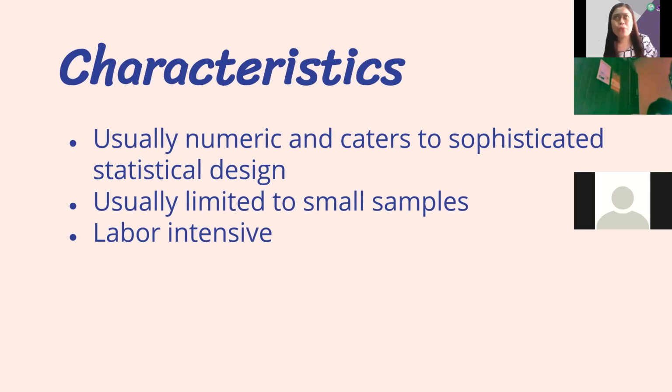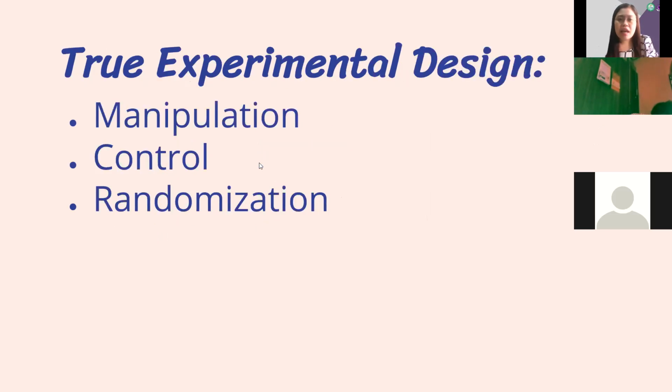So for example, if you're going to use animals, for each group, minsan ang ginagawa namin is 4 to 5 animals per group. Meaning 4 animals for the control ones and 4 animals for the experimental group. That's how limited it is. And then labor intensive. Syempre, you are working in the laboratory, so this requires time and effort in doing the experiment.